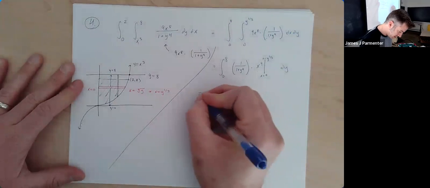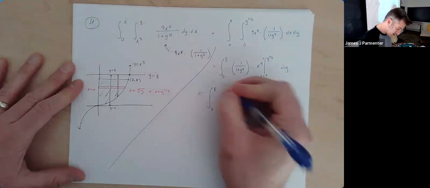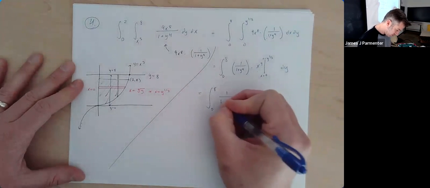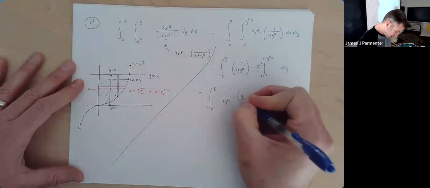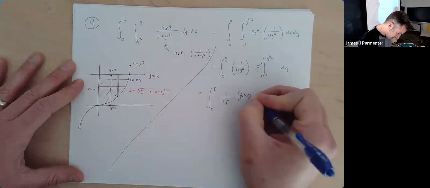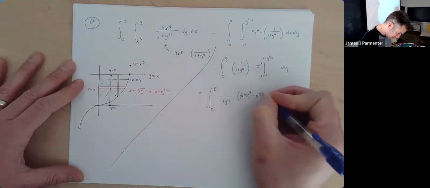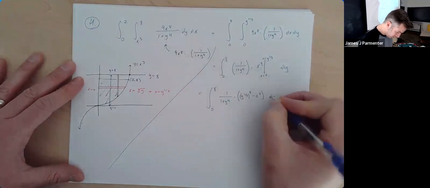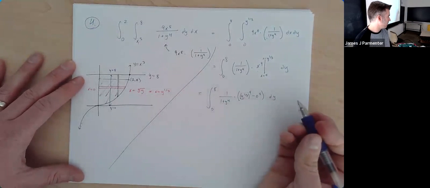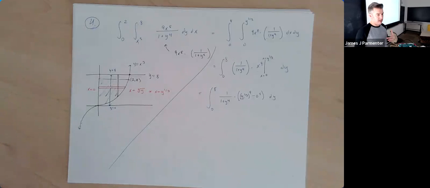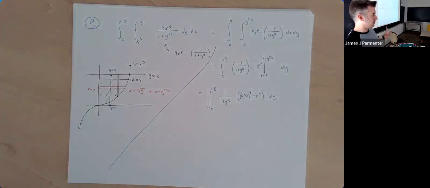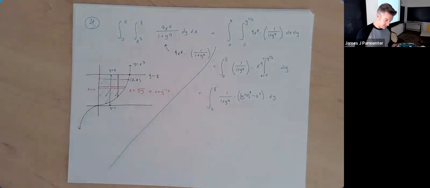So plugging this in, we have the integral from 0 to 8 of 1 over 1 plus y to the 4th times y to the 1/3 to the 9th minus 0 to the 9th. And of course, y to the 1/3 to the 9th is y to the 3rd. A lot of these problems, when you change the order of integration, end up working out that after you do the first integration, the second integration becomes a straightforward u substitution. That's a very common thing that happens with these.